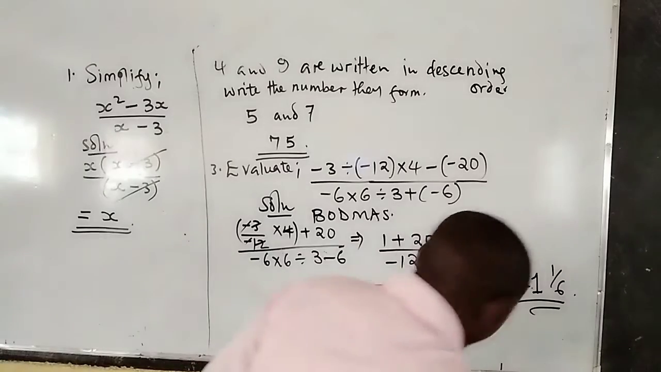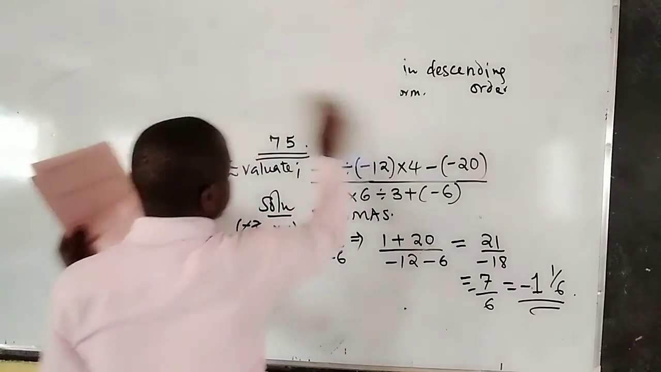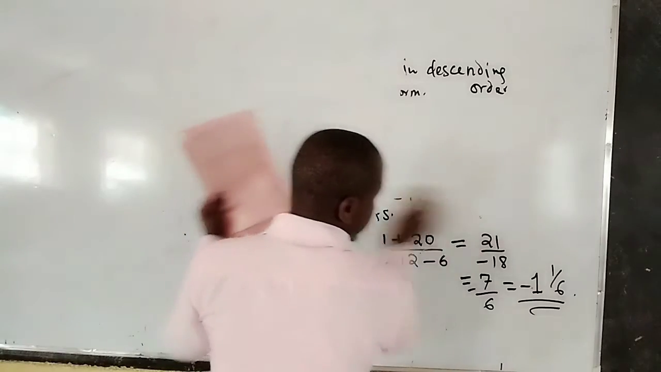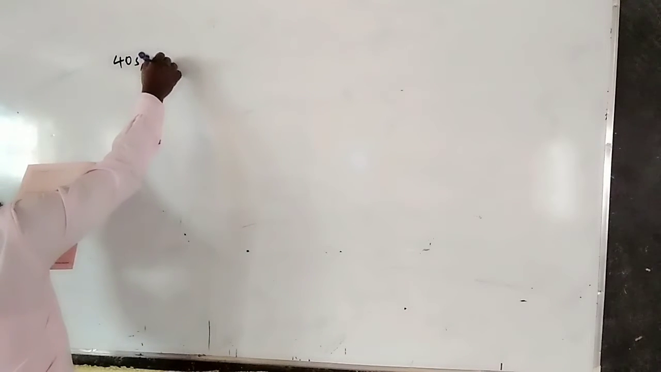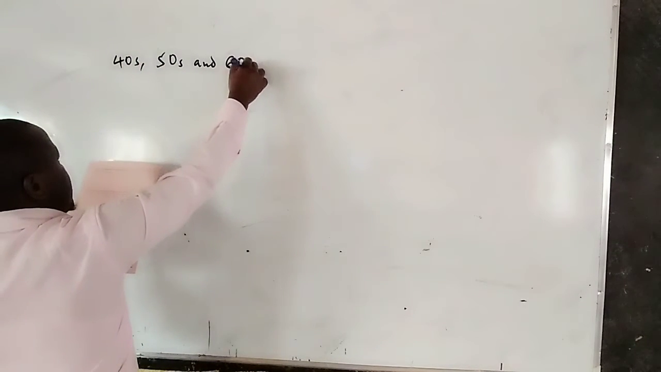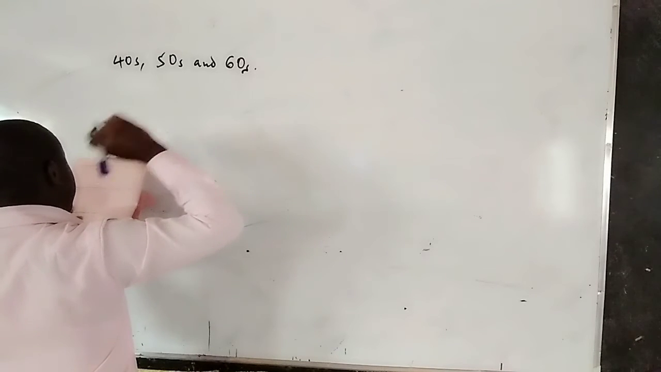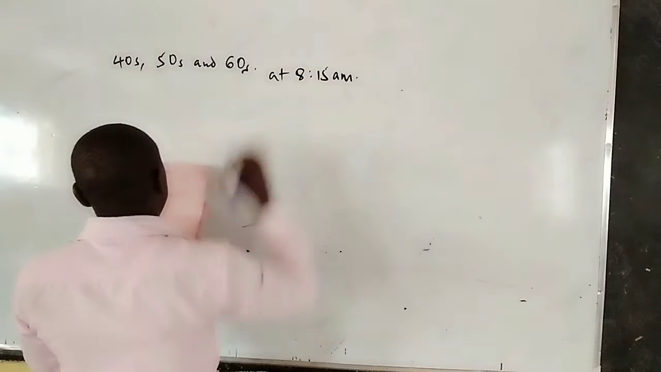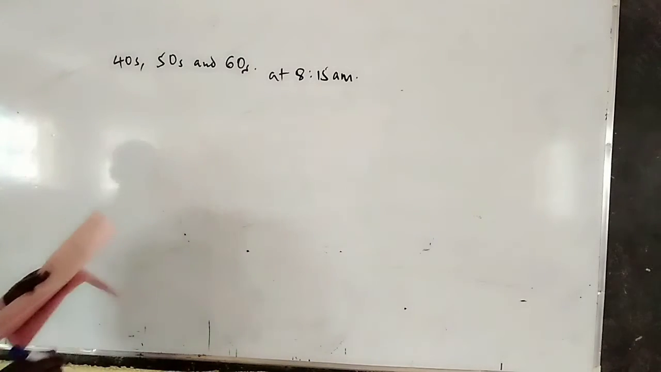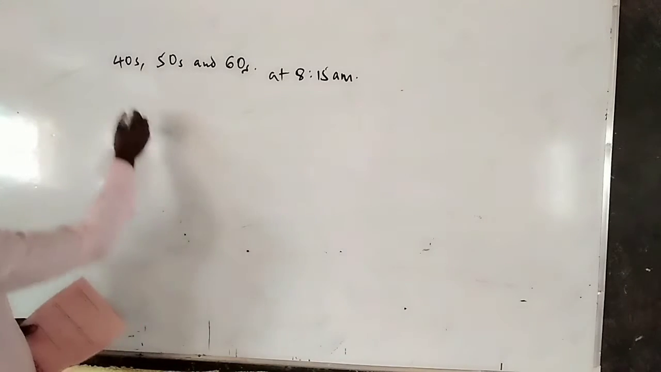Next, we have a question here. 3 light signals are programmed to give signals at intervals of 40 seconds, 50 seconds, and 60 seconds. They gave signals at 8:15 a.m. When again will they give out signals at the same time?